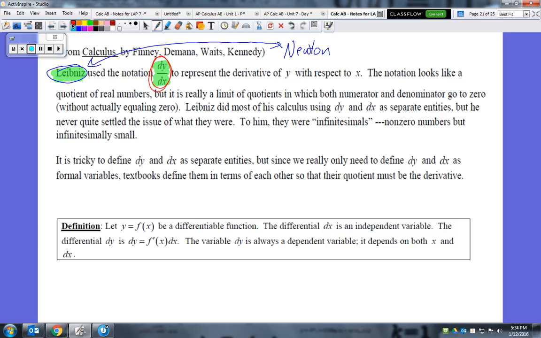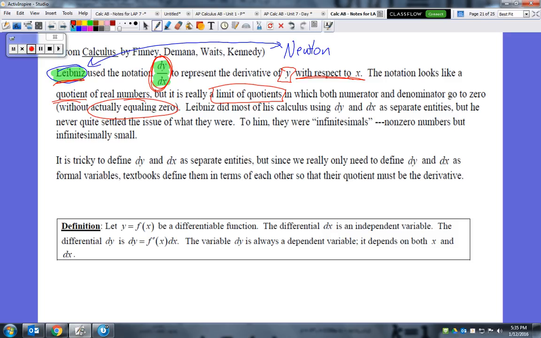dy dx, if you did not know it, came from the German Leibniz, and he notated the derivative of y with respect to x as this dy dx. No, that's not a test question, just a little FYI, little math trivia. All right, so the notation looks like a quotient of real numbers. So it looks like it's being divided, but it is really a limit of quotients, in which both the numerator and denominator go to 0. We already know this. Without actually equaling 0, because you can't divide by 0.